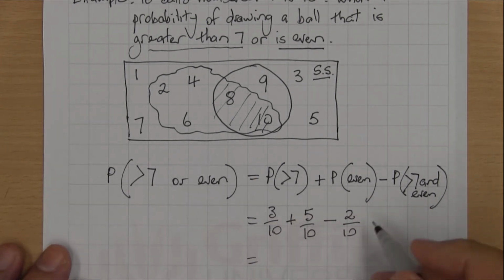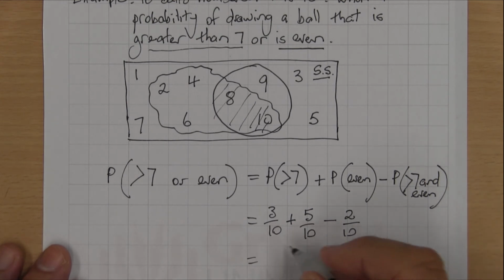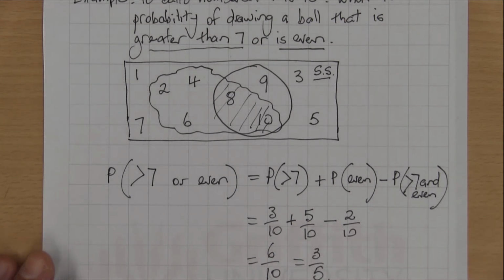So 3 and 2 is 5, minus 2 is 3, and 5 is 8, minus 2 comes back to 6 over 10. And that's equal to, divide by 2 top and bottom, 3 over 5.